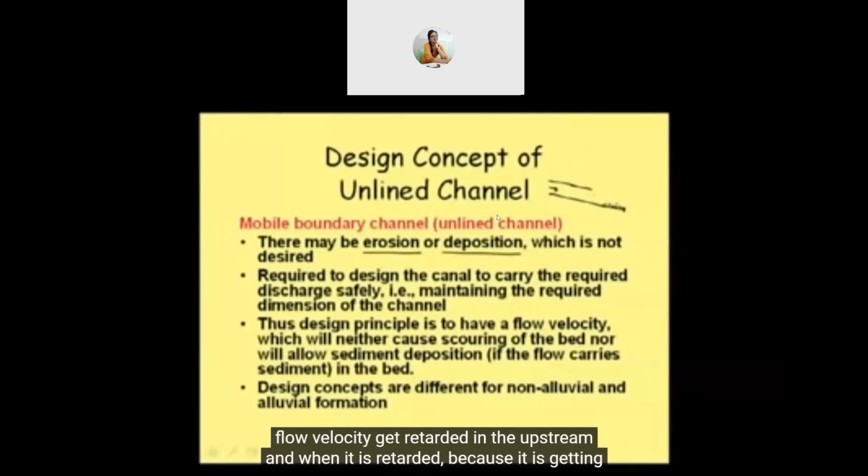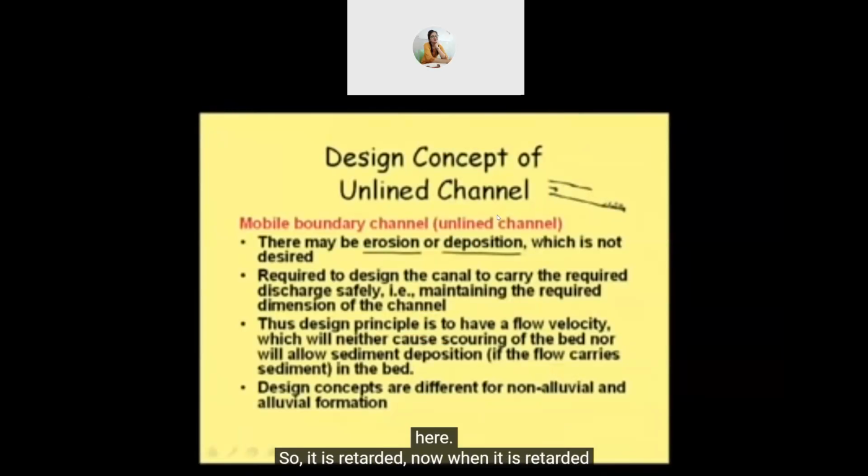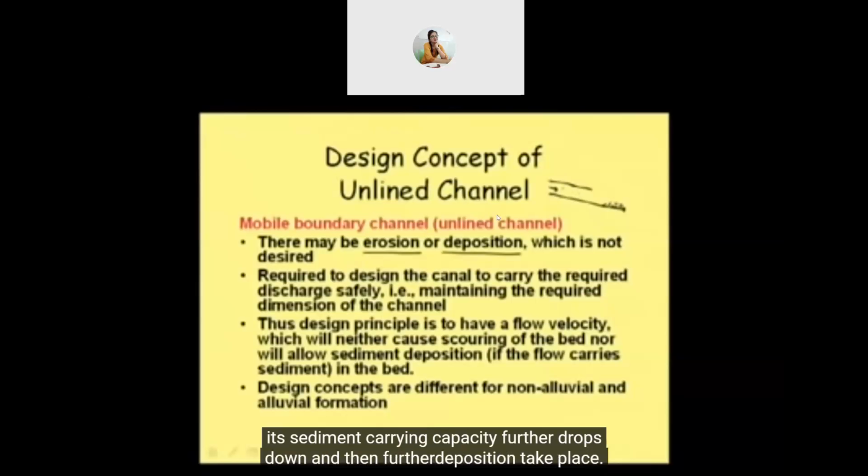And when it is retarded, because it is getting some obstruction, as it is a subcritical flow flowing here, it is retarded. Now, when it is retarded, its sediment carrying capacity further drops down and then further deposition takes place. So that way, ultimately, the entire channel slope gets reduced like that. When slope is reducing, again depth is increasing, flow velocity is further decreasing, and then sediment deposition is further increasing, and that way it is a progressive process.